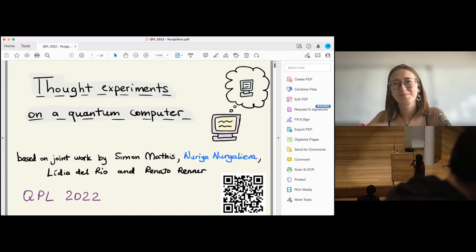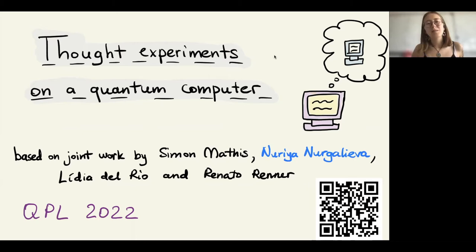Today I'm going to give a talk about a joint work together with Simon Mathis, a master's student at the time, Lídia and Renato Renner. And this is basically a talk about a software package which allows you to model thought experiments on a quantum computer. To access the software package, you can scan this nice QR code in the corner, and this will lead you to the GitHub repository with all files and all examples, which are nicely explained in Jupyter notebooks that are there. So why thought experiments?